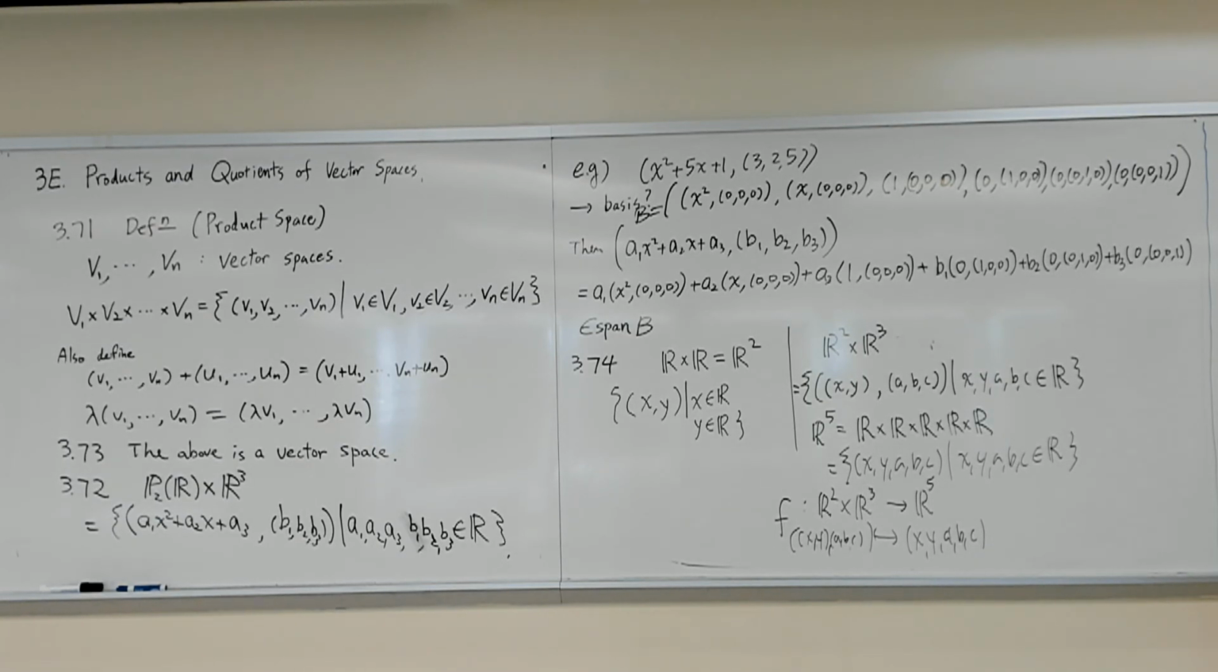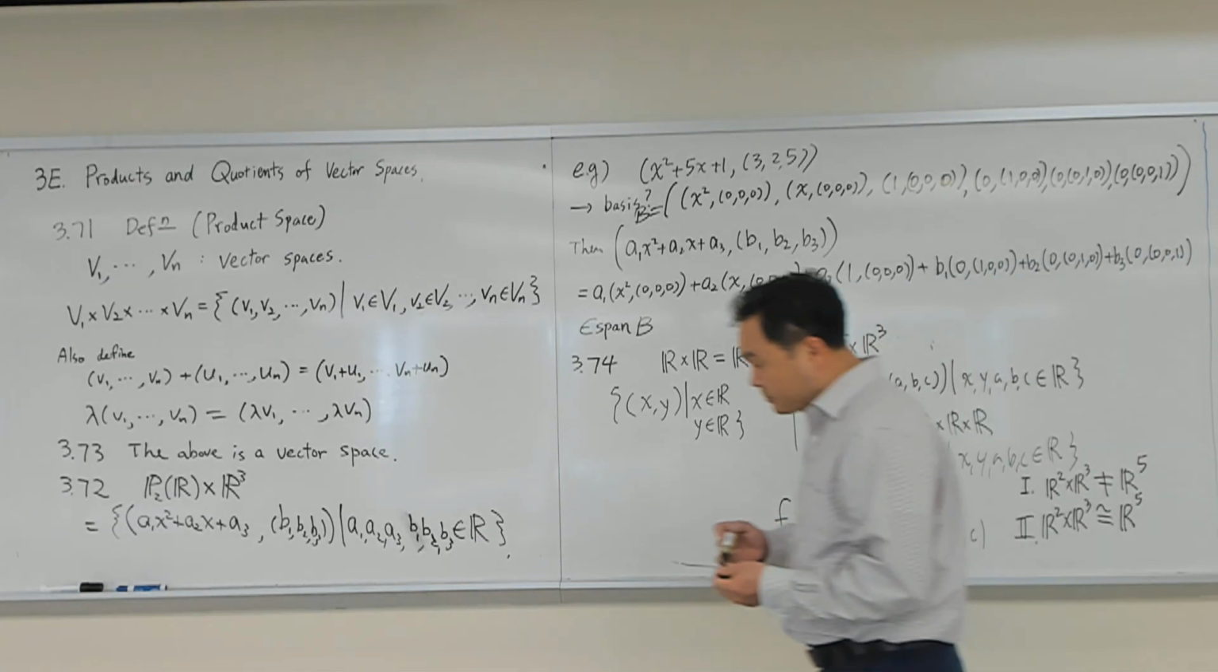Okay, so all of this discussion says two things. So number one, R2 cross R3 is not equal to R5. However, number two, R2 cross R3 is isomorphic to R5. Okay. So you have to know those distinctions, right?